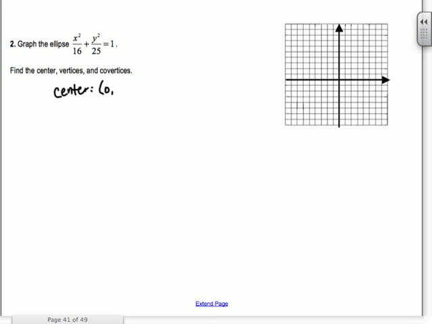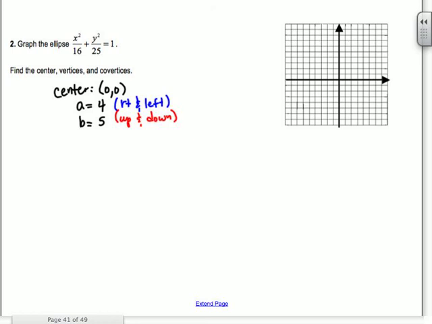Okay, a is going to be the number, we'll say, underneath x. Like I said, some books will say the bigger number, but we'll just go with this one. So a is the square root of 16, which is 4. B is the square root of 25, which is 5. So a is telling me, since it's under the x, it's telling me right and left. B is telling me up and down. They might try to trick you and put the y squared first. Just know that if the y squared is first, the number underneath it's telling you up and down.